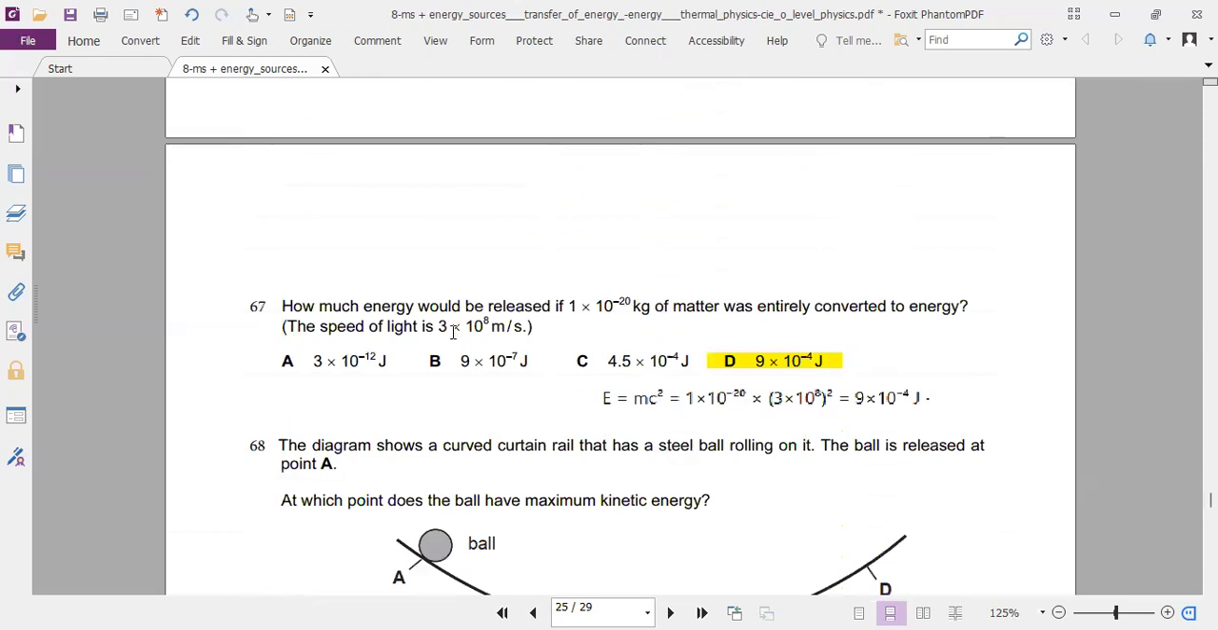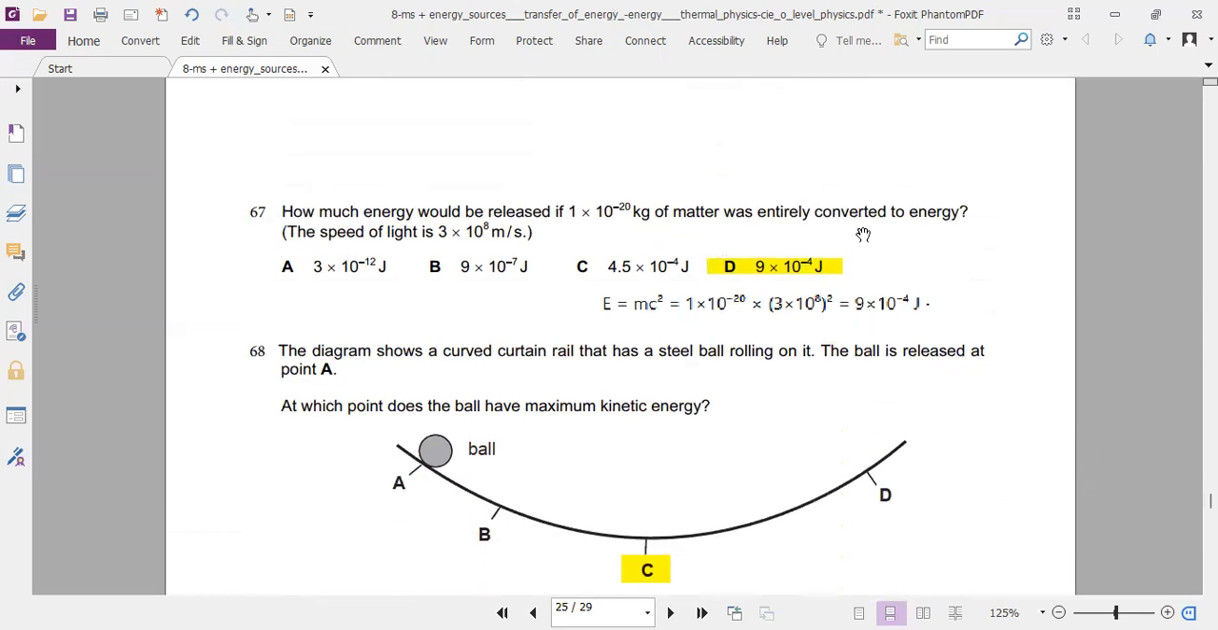And again, Einstein's relationship, just read through, E equals mc squared, input the values. If you have a good command over the calculator, you will get this answer. Try this, but it is not in our syllabus.